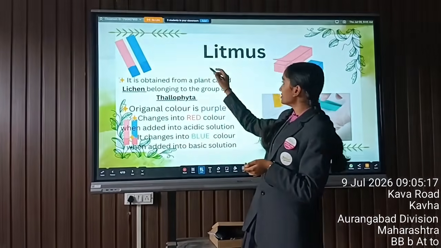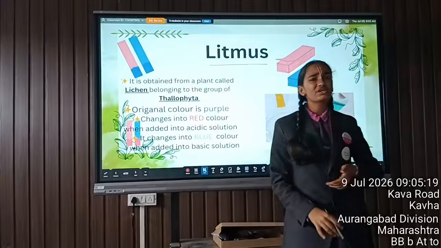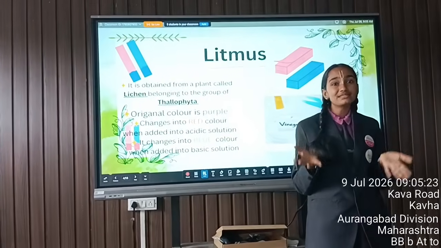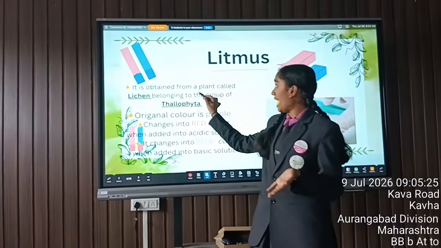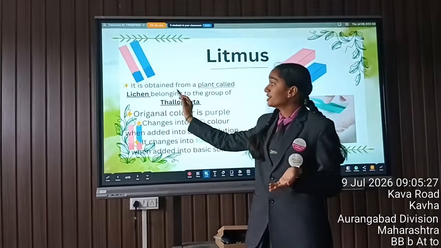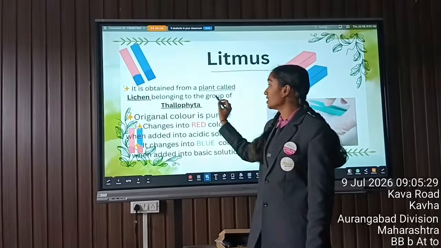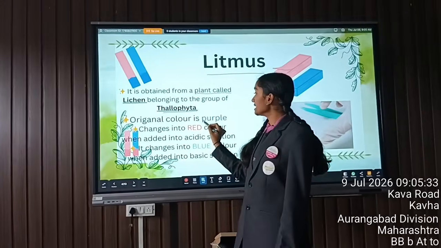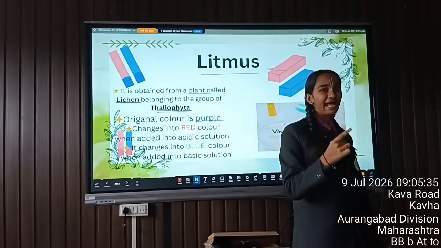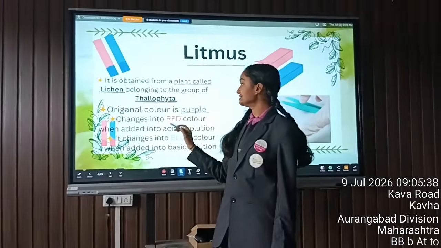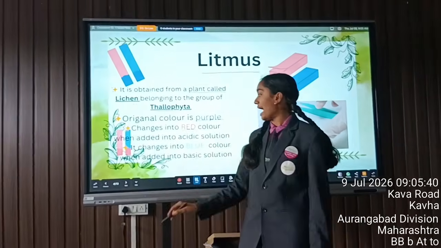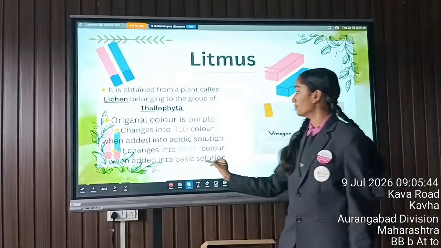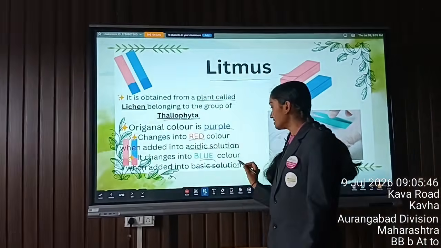Moving towards the litmus, which we use. We have heard of litmus paper for many years. But what exactly is litmus? It is obtained from the plant called lichen, belonging to the division of group called Thallophyta. Its original color is purple. Yes, right, purple. And it changes its color into red when it is added into an acidic solution, and it changes its color into blue when it is added into a basic solution.